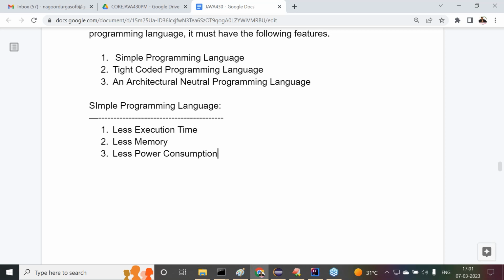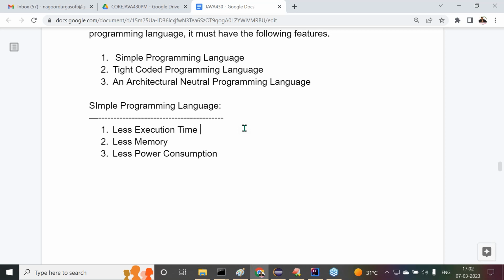All right, there is a reason. Sun Microsystems has given this information. That's why I'm telling these points to you clearly. All right, sir. What is the meaning of this simple programming language? What's your understanding about simple programming language? All right, they want to prepare a new programming language that should be simple because of these factors they want to implement. What are the three factors there? The new programming language must take less execution time. It must take less memory. It must take less power consumption.